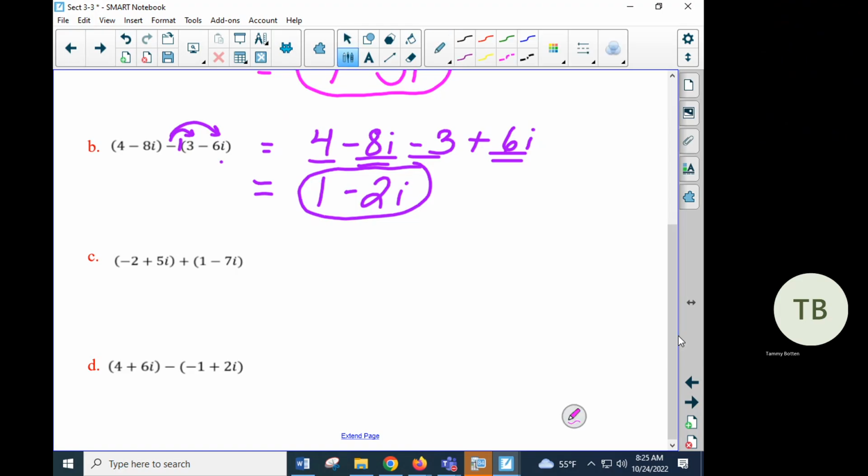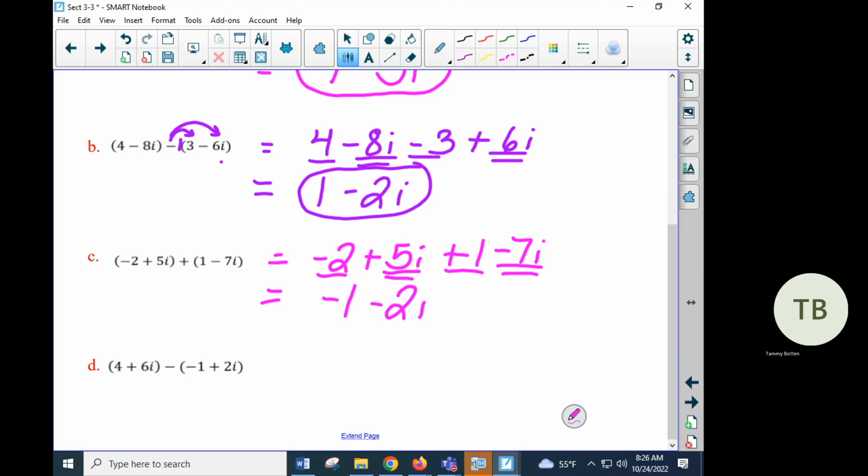Now, if we look at this one, this is addition again, and you could just combine the real and the imaginary. I'm just going to write it without parentheses, but you wouldn't really have to do that. When it's addition, you're just going to combine your real. -2 plus 1 is -1. 5i minus 7i is minus 2i.